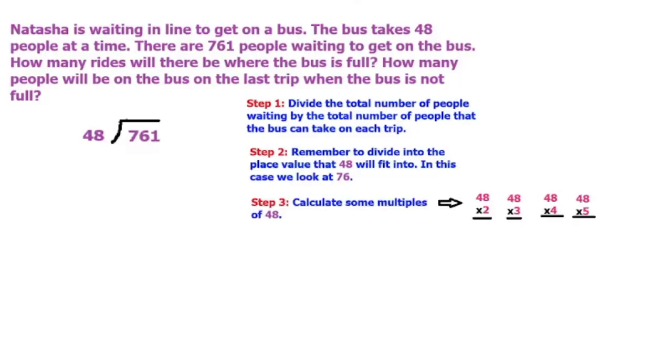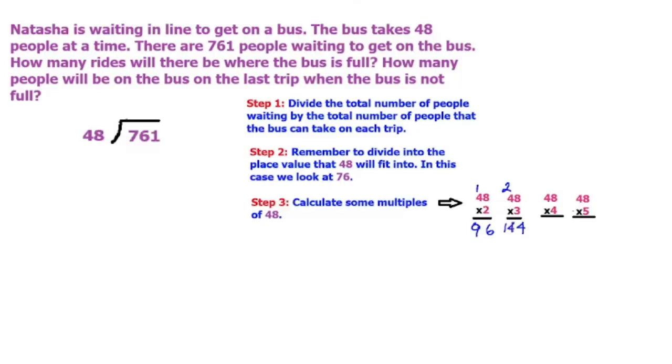So what you need to do is calculate some multiples of 48. So let's do that now, so you can have these on hand when you do your division here. So 8 times 2 is 16. Carry the 1. 4 times 2 is 8 plus 1 is 9, so 96. 8 times 3 is 24. Carry the 2. 4 times 3 is 12, plus 2 is 14.